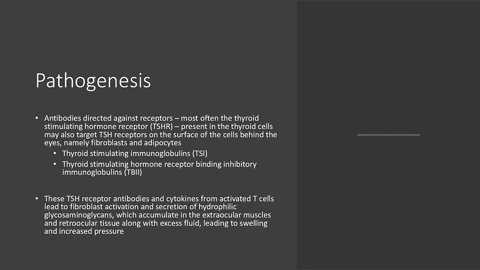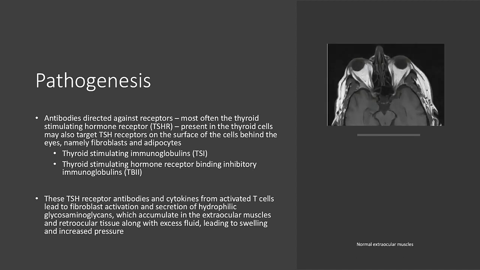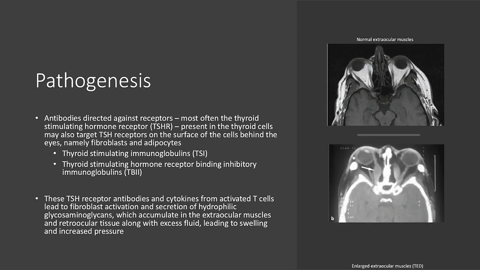These thyroid-stimulating hormone receptor antibodies and cytokines from activated T cells lead to fibroblast activation and secretion of hydrophilic glycosaminoglycans, which accumulate in the extraocular muscles and retroocular tissue along with excess fluid as the osmotic pressure increases, leading to swelling and increased pressure. This figure demonstrates the appearance of normal extraocular muscles. This figure shows the marked swelling of the retroorbital muscles, often well visualized on MRI or CT scanning. The consequence of retroorbital swelling is bulging of the eye, called proptosis or exophthalmos, not well illustrated here since this may depend on both the anatomy of the orbit and the degree of swelling.